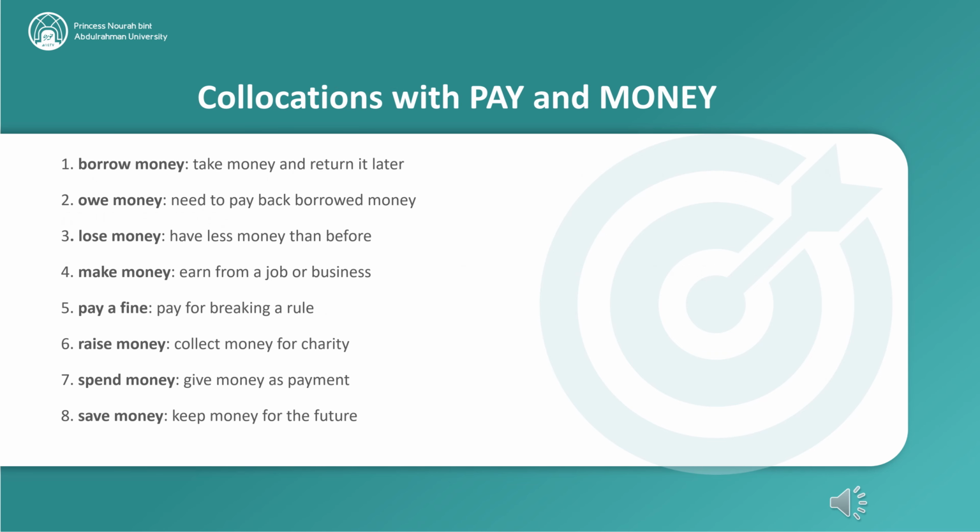Now let's look at some collocations with pay and money and their definitions. First, let's talk about borrowing and owing money. If you borrow money, you take money and promise to pay it back later. But if you owe money, it means you already borrowed it and need to return it. For example, I borrowed money from my friend last week. Now I owe her 5 reals.